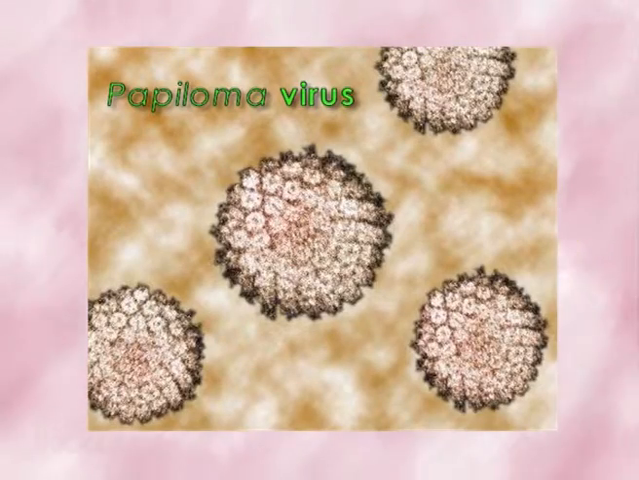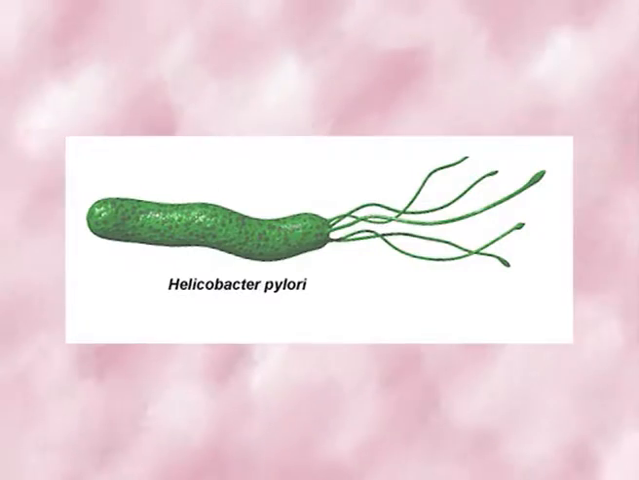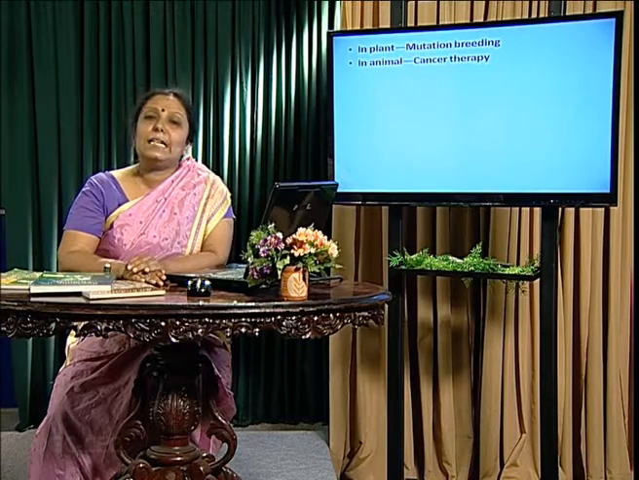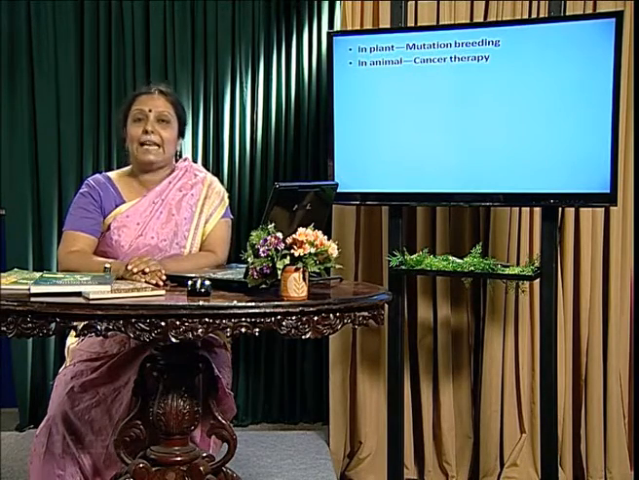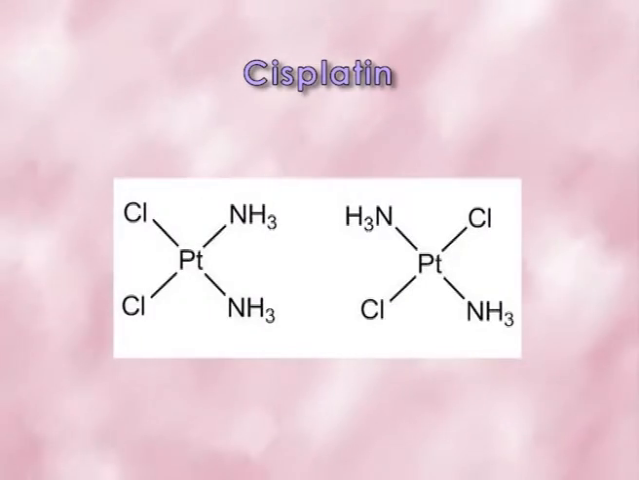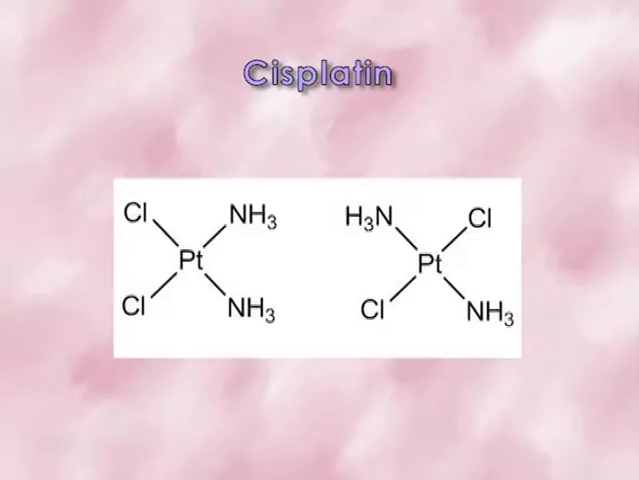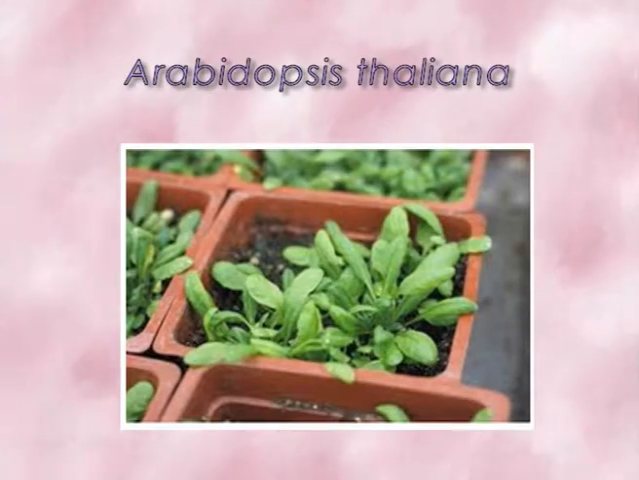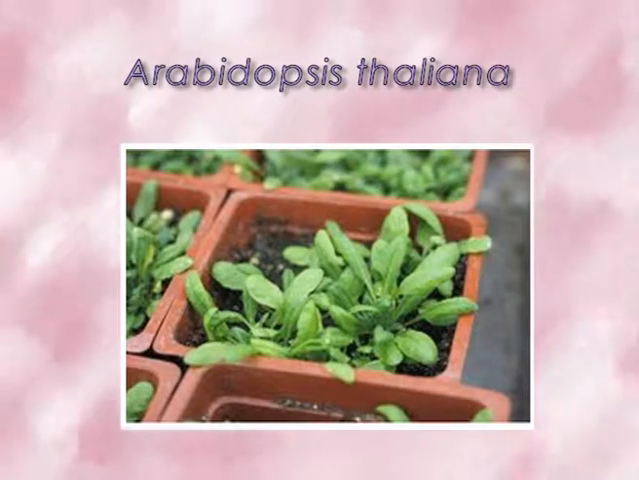As a general aspect, we can say papilloma virus can cause cancer. Stomach cancer is caused by bacteria, Helicobacter pylori, and transposons cause insertional mutagenesis. As application, we will talk about mutation breeding in the case of plants, and cancer therapy in the case of animals. Mutagens can be taken for cancer therapy. Daunorubicin and cisplatin are chemical mutagens that can act as cancer therapy, and radiation is taken for radiation therapy. Next, in plant systems, Zea mays and Arabidopsis thaliana are taken to assess the mutagen.